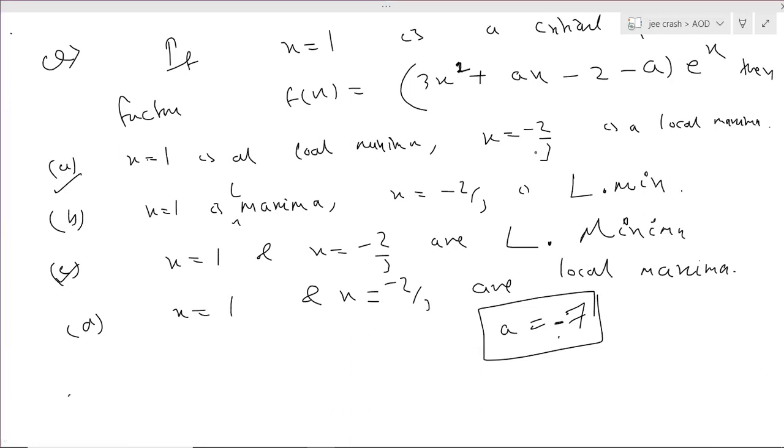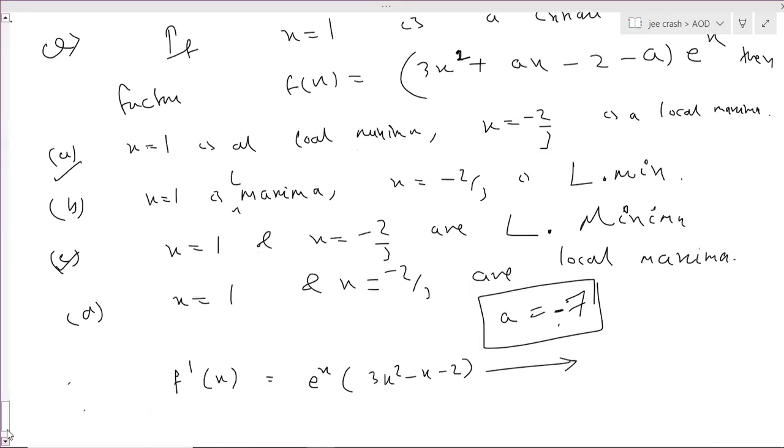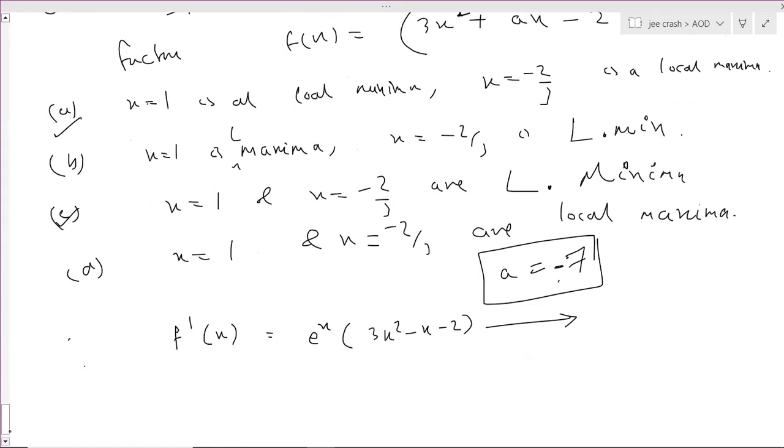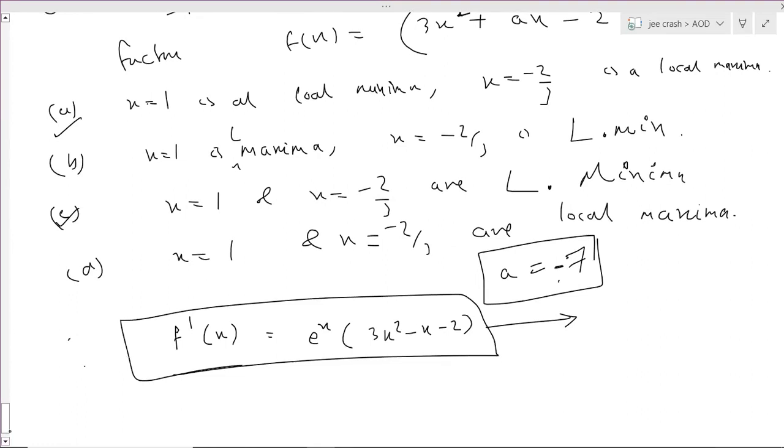So after getting the value of a, you can find the value of f dash x. That is e to the power x into 3x square minus x minus 2, I believe. Check if this is correct, after putting the value of a. Now in the number line, this is -2/3. This is 1. So plus, minus, plus.